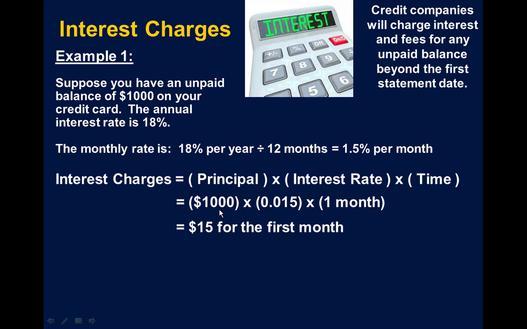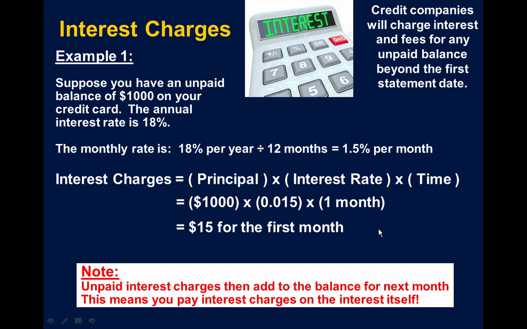A quick way to tell: 1% of a number is taking away 2 zeros, so you get $10. If 1% is $10, then 1.5% is $15. You can do this without a calculator if you're good with decimal points. Notice if I did this times 18% times 1/12 of a year, you would get the same number. That's how it's calculated.